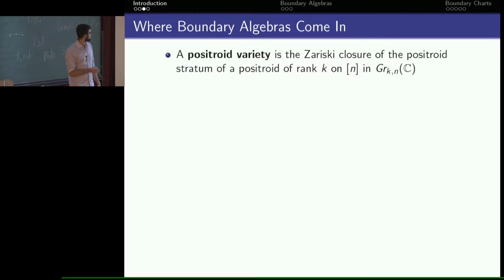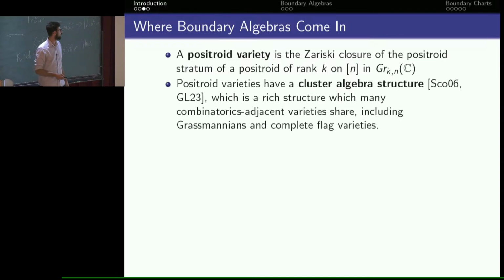So the positroid stratum is a collection of points in the non-negative Grassmannian. And so I just want to take the smallest subvariety of the Grassmannian which contains that set. And that is what we call a positroid variety.